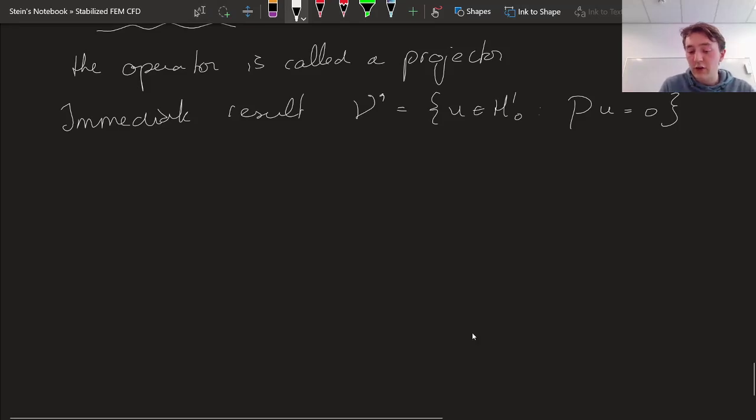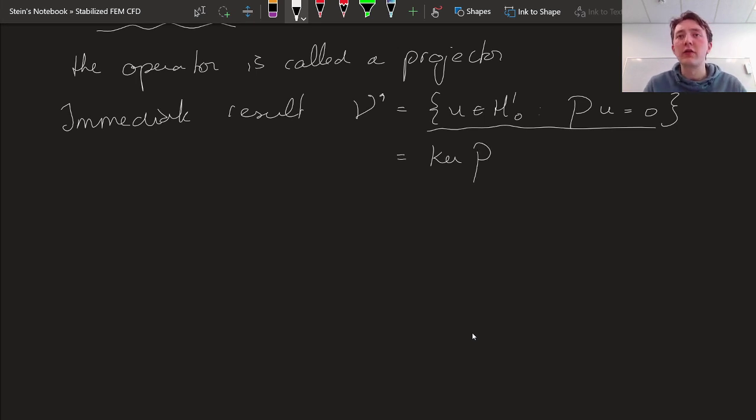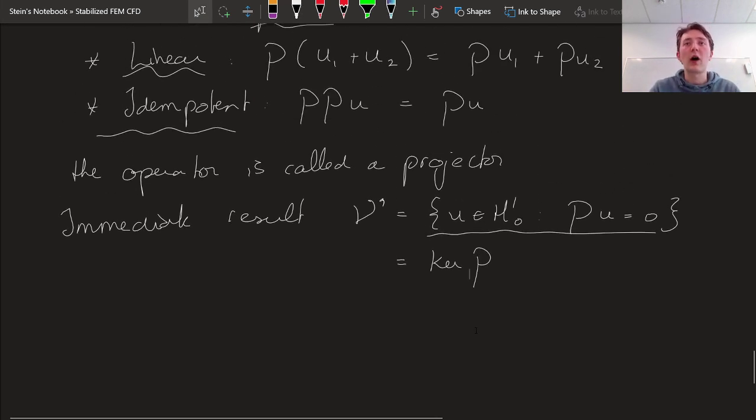And this is actually something that we give a name. This is called the kernel of the projector, or the null space of the projector. So all the functions whose projection yields the zero function, all the vectors whose projection yields the zero vector, that is what we define to be either the null space or the kernel of that projection.